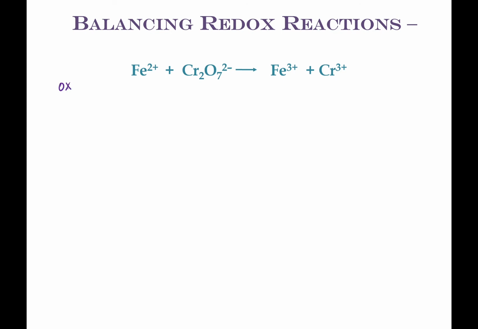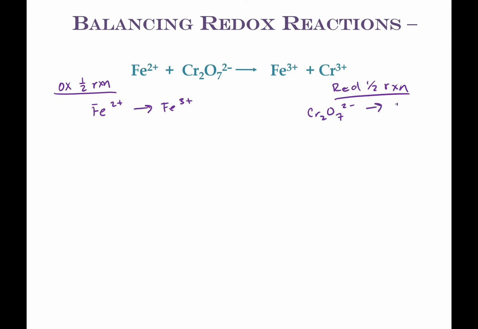So the oxidation half reaction would be Fe2+ goes to Fe3+, and the reduction half reaction is going to be Cr2O7 2-. Make sure you write these correctly. If you get a typo here, it really kind of sucks. All right, so this is step 1.